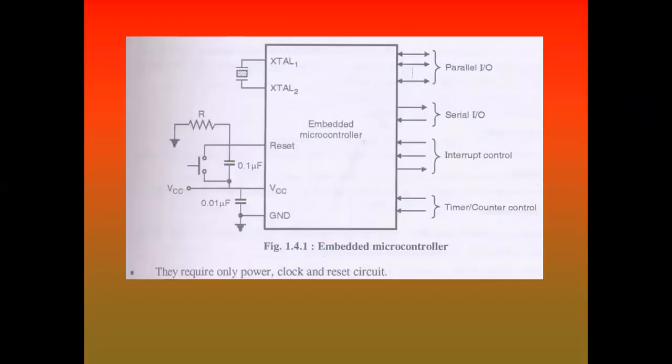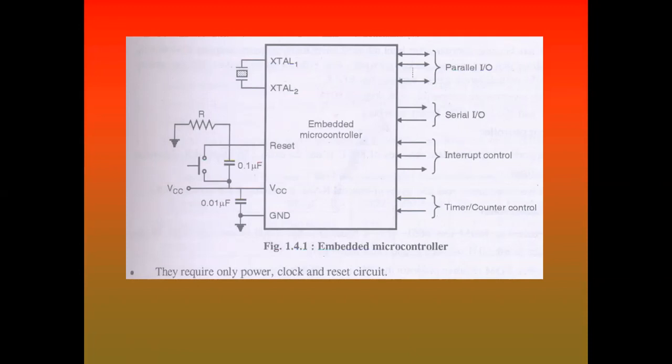Now the next diagram is for the embedded microcontroller. As you can see, timer, counter control, interrupt control, serial input output, parallel input output, then crystal 1, crystal 2 means frequency, then reset circuit, then VCC, ground, everything is on the chip. So they require only the power, clock and reset circuit to operate. Rest of all of the things are on the chip. So this is the embedded microcontroller.